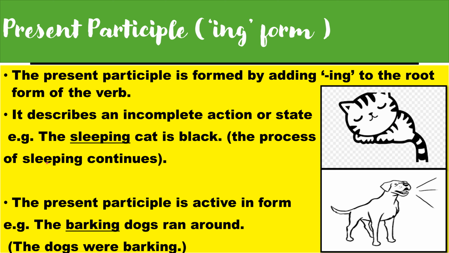Next, the present participle is active in form. For example, the barking dogs ran around. Here also it's coming as an adjective and the state is active. Means you don't know when the action has finished but still it is continued. But it's coming not in form of verb but it's coming as an adjective.